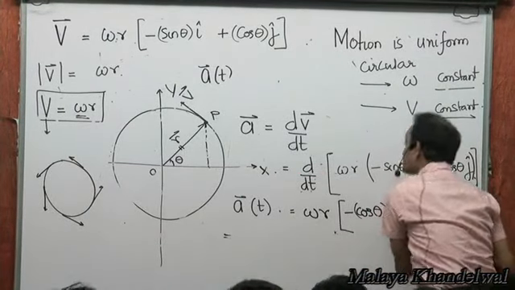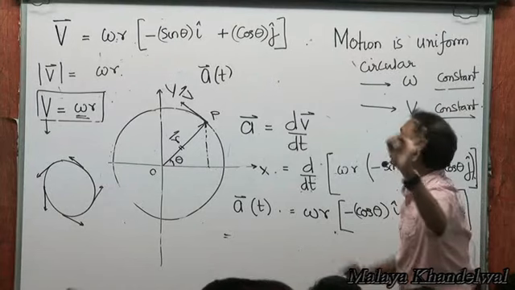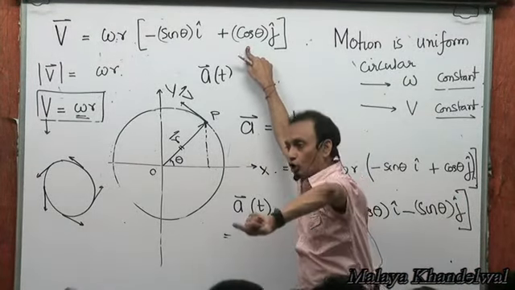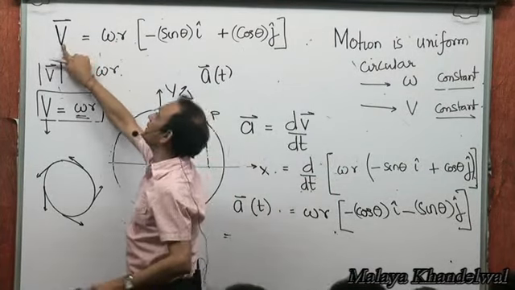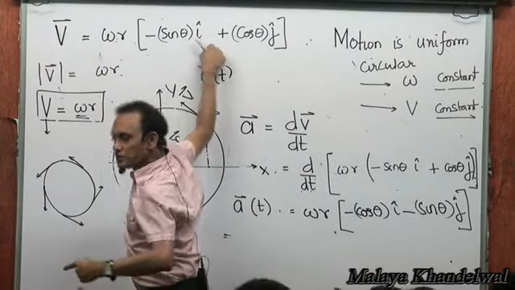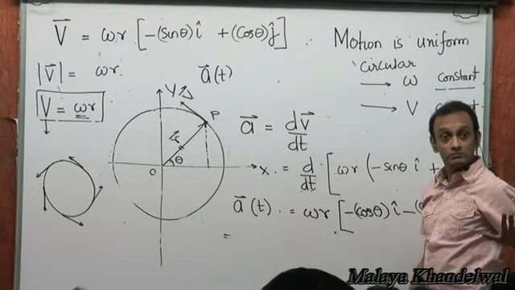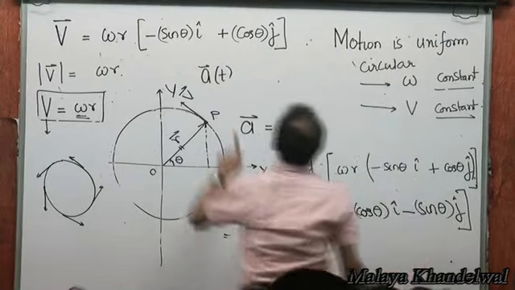So this is the acceleration in uniform circular motion. However, this is the velocity whether the motion is uniform or not. Even if omega changes with time, the change in v would be reflected in this equation. That's not an issue. Got me? So now the acceleration vector.